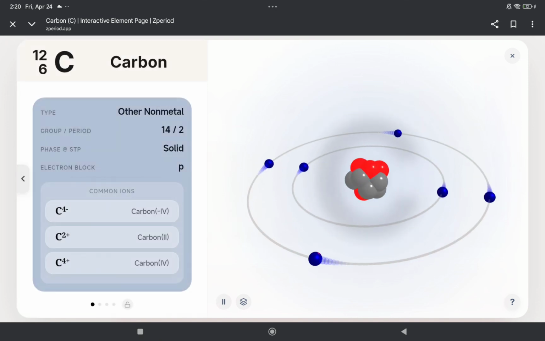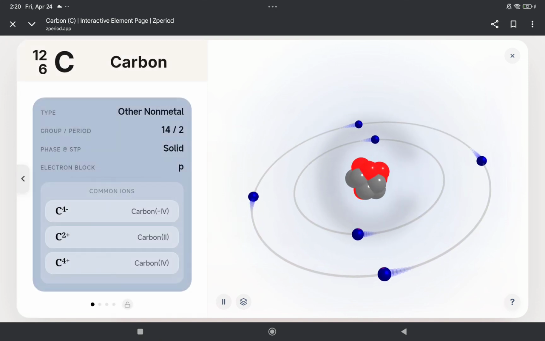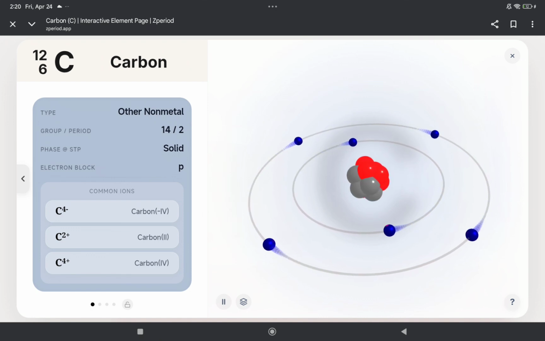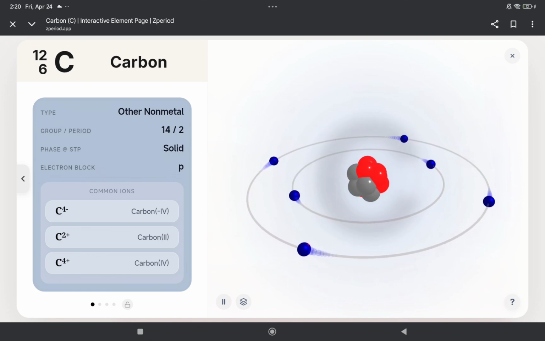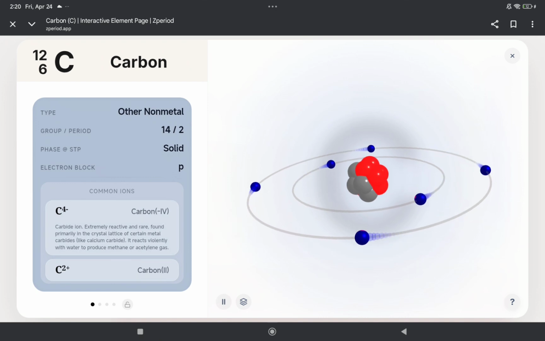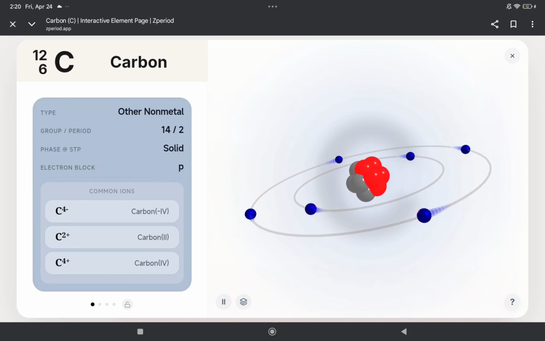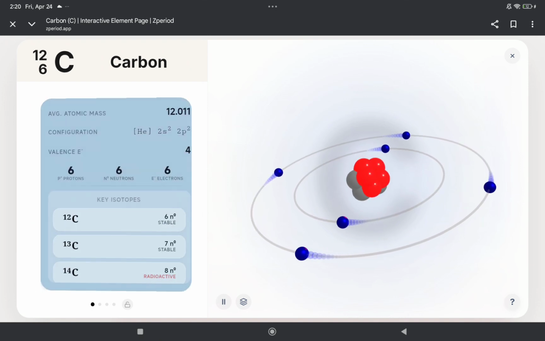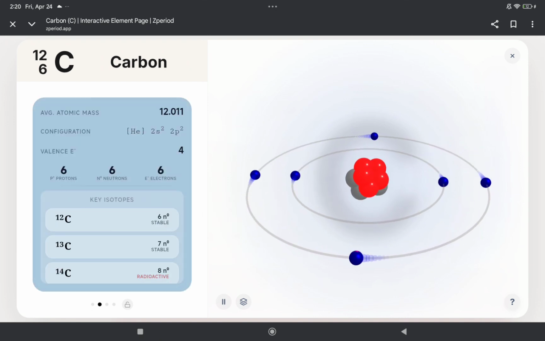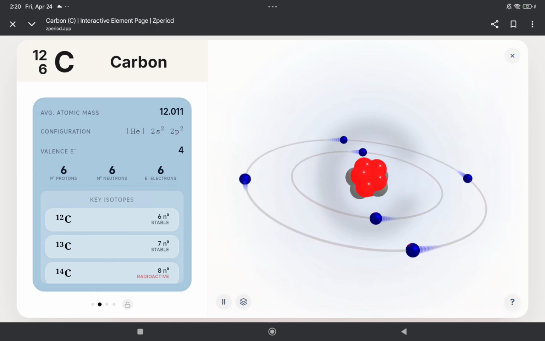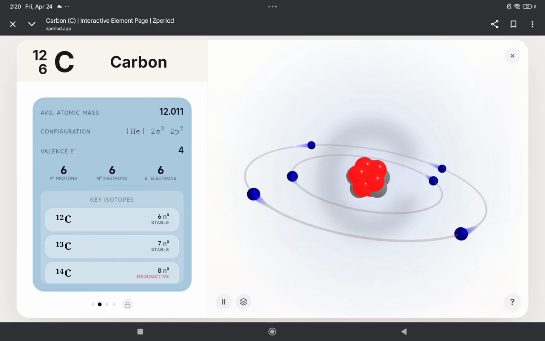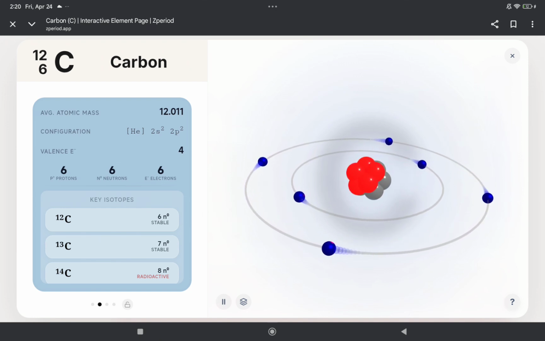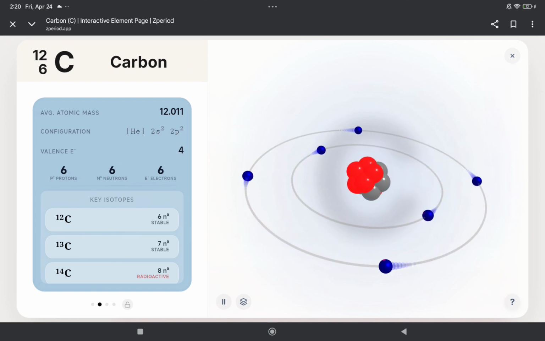Oh, I skipped one. So the sixth one is carbon. The type is other non-metal. It's solid. The electron block is P. You know carbon plus oxygen makes carbon dioxide. Sure, it's made of carbon. The protons are 6, neutrons 6, and electrons 6. And we can balance it with helium 2s2 2p2.